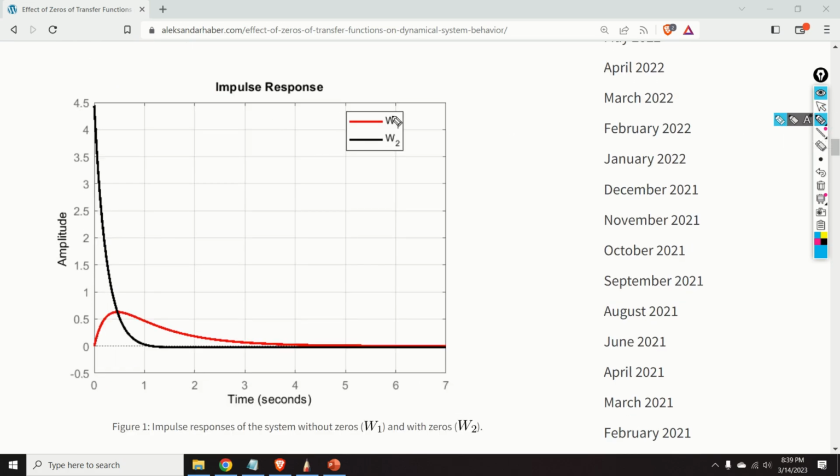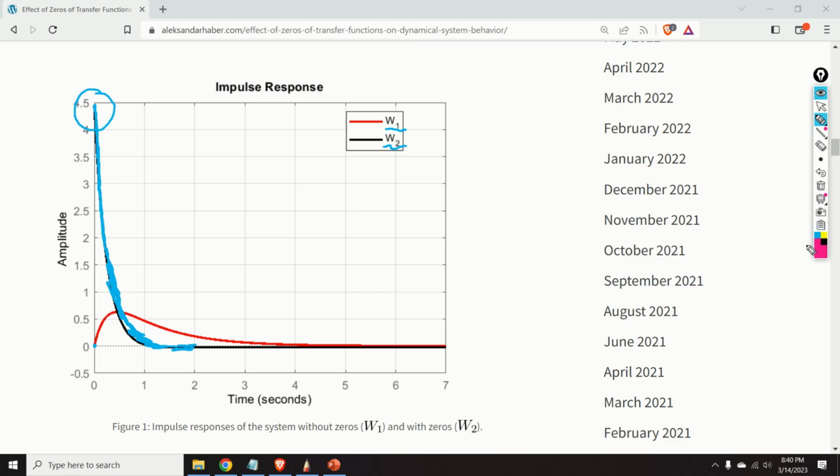This graph shows the impulse response. W1 is the function without zeros, and W2 is the impulse response of the system with a zero. And we can obviously see that the system with a zero has such an impulse response. Initially, we have a large value of impulse response, and the impulse response slowly dies out. On the other hand, if we don't have a zero, what happens? We start from zero, and then we have an overshoot, and then the impulse response goes down.